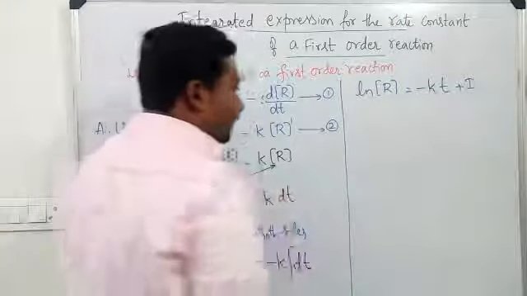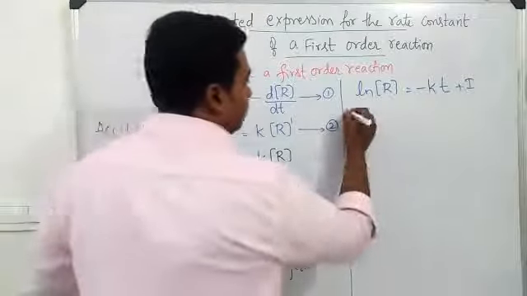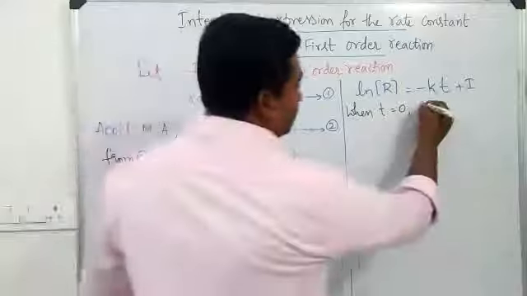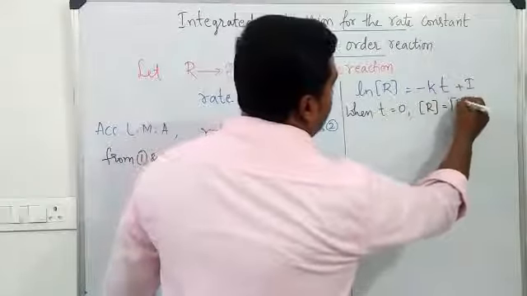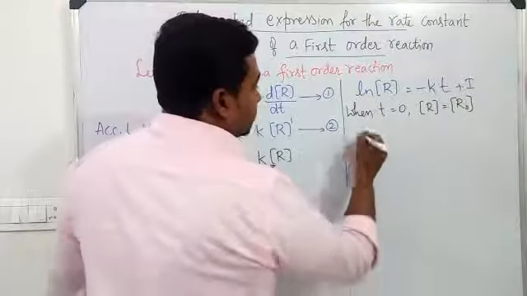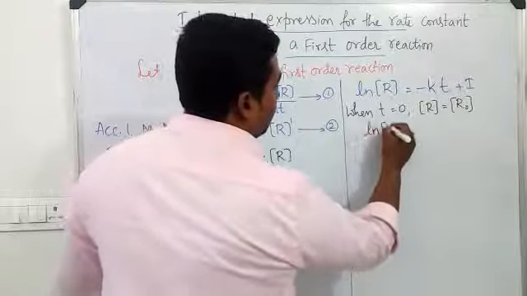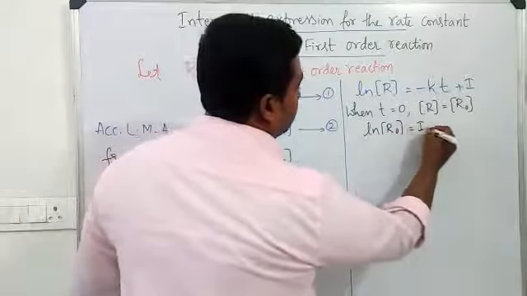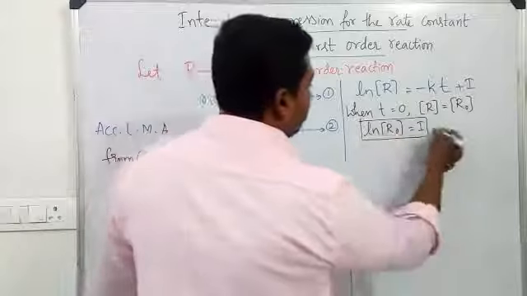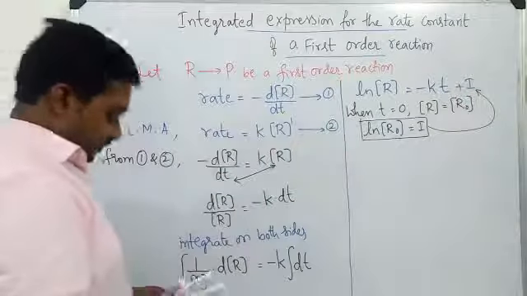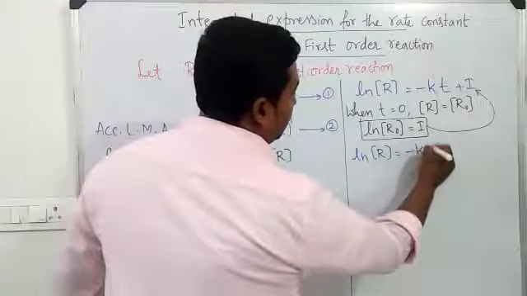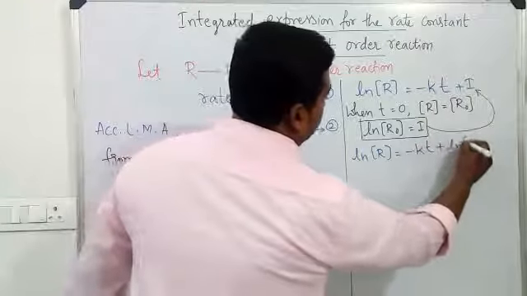Find out the value of I applying the same principle as we did earlier. When t is 0, at the beginning of the reaction, the value of R will be R0, that is initial concentration R0. Substitute in this expression, you will get the equation ln R0 equals I, because t becomes 0. So when you found the value of I, substitute this value of I in this expression. What do you get? This will be ln R equals minus kt plus ln R0.